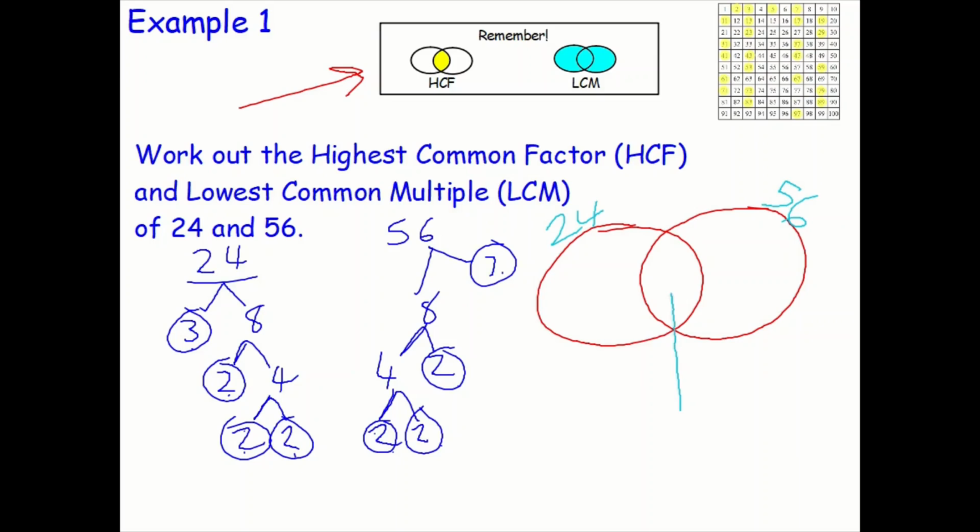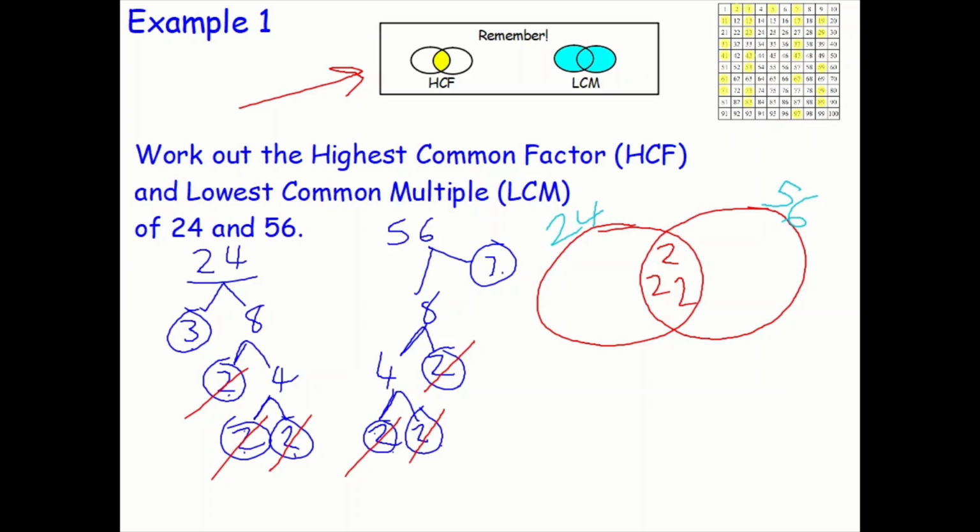So what goes in the overlap is what is common in both of these trees. So what's common to both of these trees? Well, we've got a 2 there and a 2 there. Because they're common to both trees, I just need to put one of those 2s in there. This 2 is common to both trees, so again, I only need to put in one 2. And this is common, and this is common, so I need to put one 2 there.